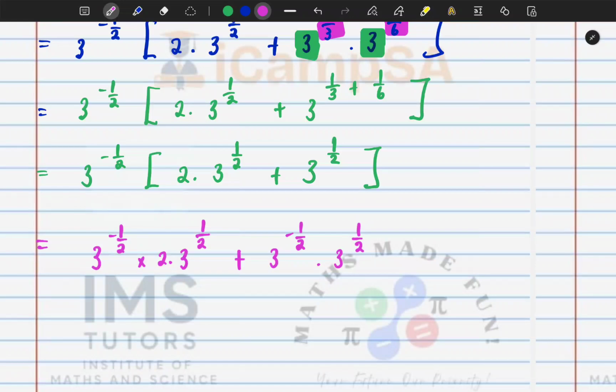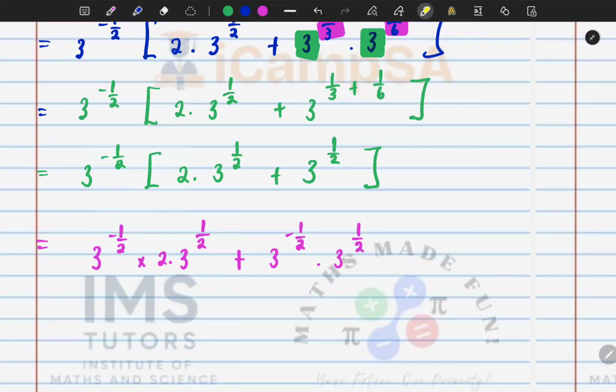From here we can see that we have a common factor. Okay, I'm not sure why it's not highlighting. Apologies about that. It's not highlighting.